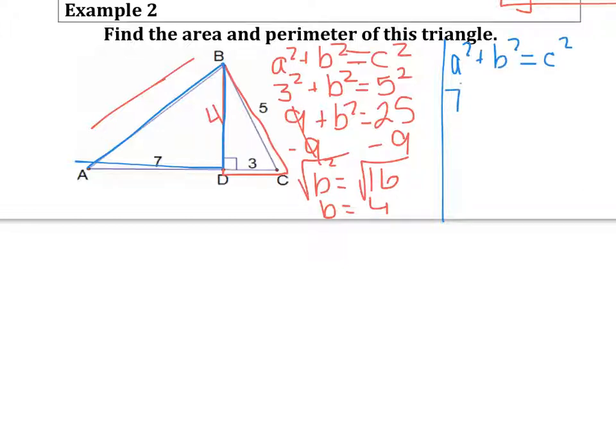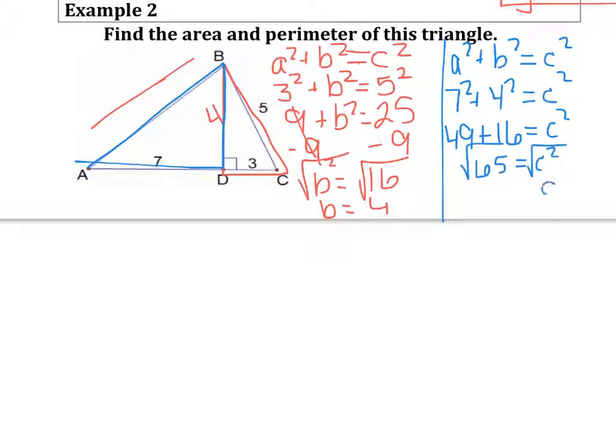So I'm going to put in 7 for one of the legs, 4 for the other, and I would end up getting 49 plus 16 equals c squared. Now I can add up 49 and 16, and I get 65. And to undo the squaring, I would take the square root of both sides. And I would end up finding that c is equal to about 8.1 to the nearest tenth. So now I can go back and put that in for my triangle.